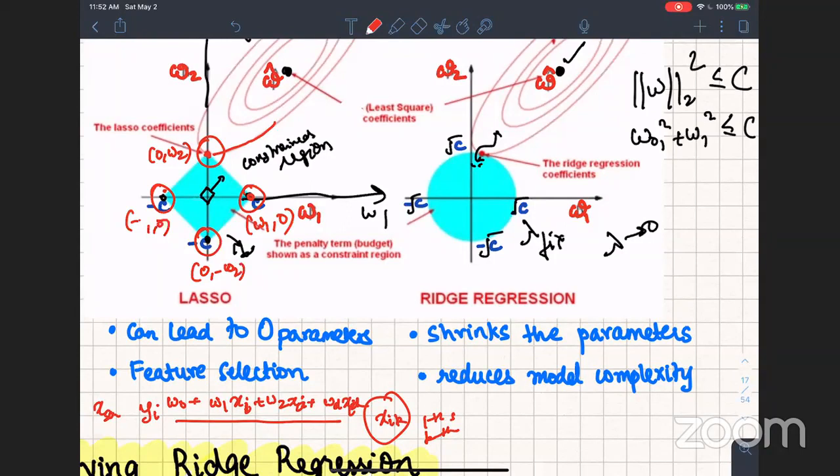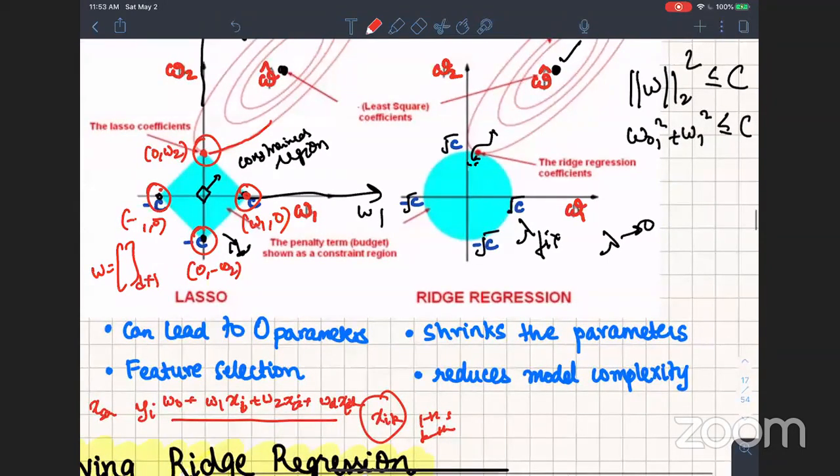And this induces sparsity in your W. That means the W vector that you would learn, D cross one, would be sparse because some of the elements would go to zero. This is just not a 2D plane. Now think of it as a multi-dimensional plane.